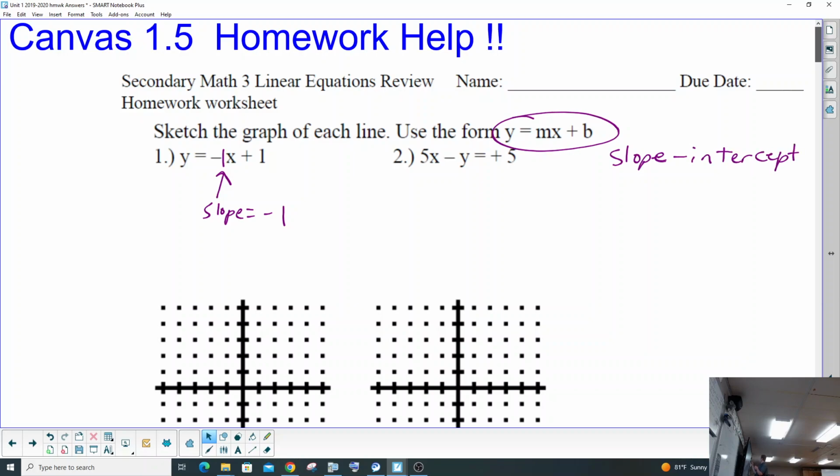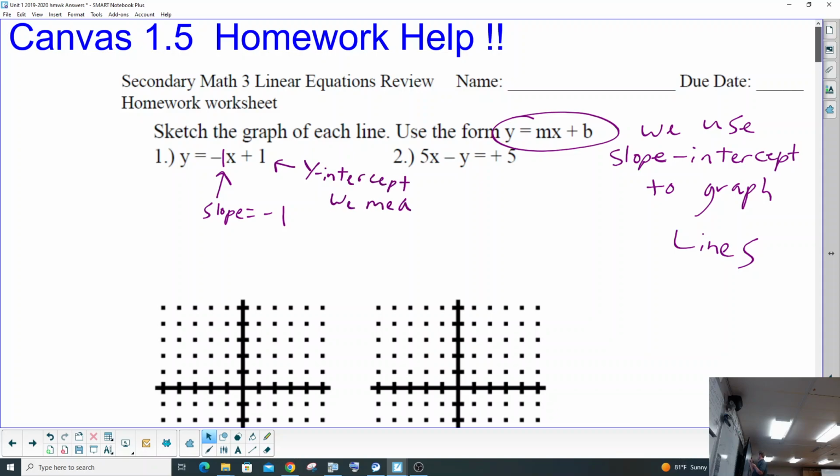And so we use slope-intercept form, y equals mx plus b, to graph linear equations, to graph lines. For example, number 1 has a slope of -1 and a y-intercept of just 1. Now, when we say y-intercept, we mean where it crosses on the y-axis.